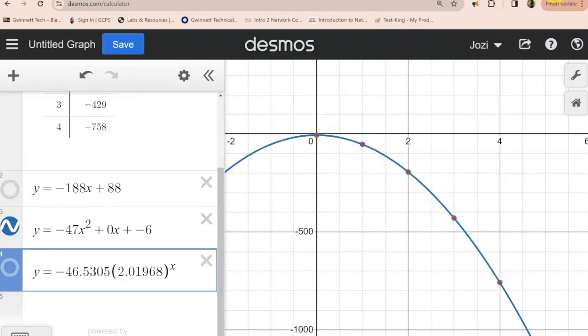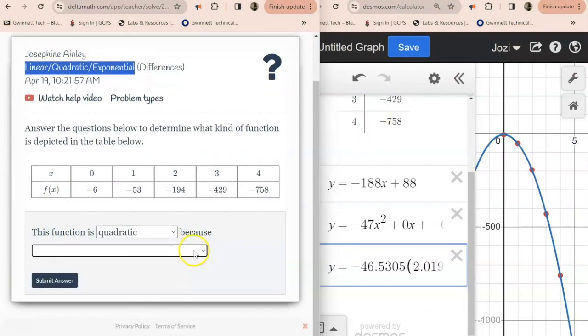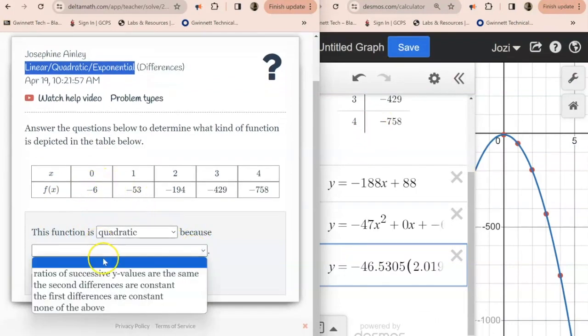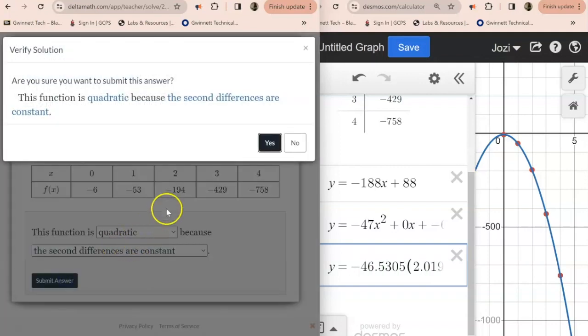So let's go back and see what the question is actually asking. This function is quadratic. And why? You have to know why, right? So linear, remember, your first difference is the same. Quadratic, your second difference is the same. And exponential, you're multiplying by the same ratio. So this is quadratic, so it has to be second differences. Remember, I'm showing you how to put it in the calculator, not how to do it offhand.